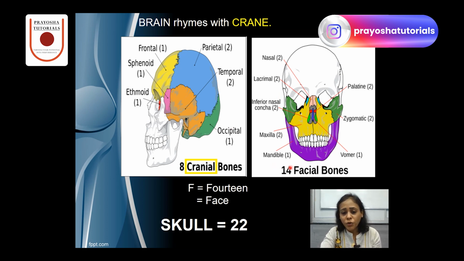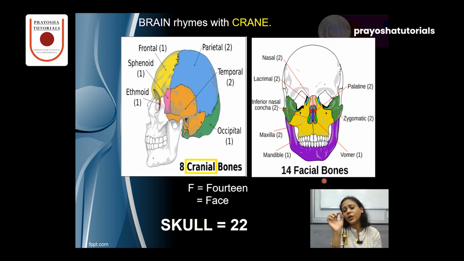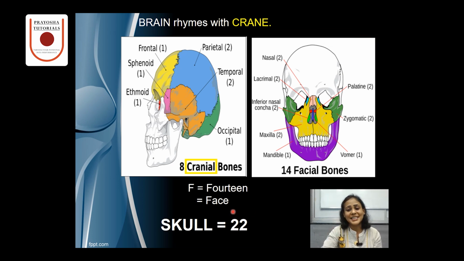And we have the remaining 14 bones. Now for 14 bones, remember F for 14 and F for face. So your facial bones are a total of 14 in number. Again, we don't have to remember how the 14 are placed or what their names are. But one important one which you should remember is your mandible. If you see the purple colored lower jaw structure, that is your mandible.